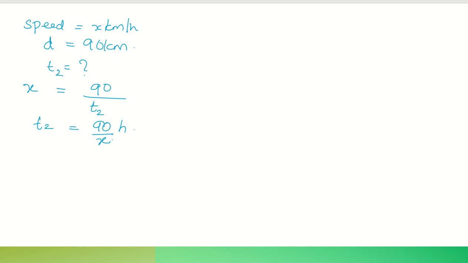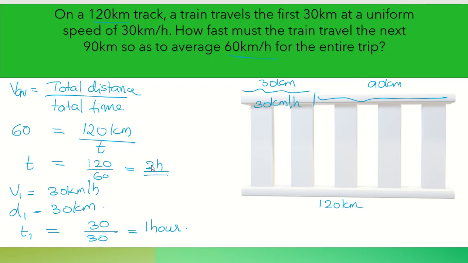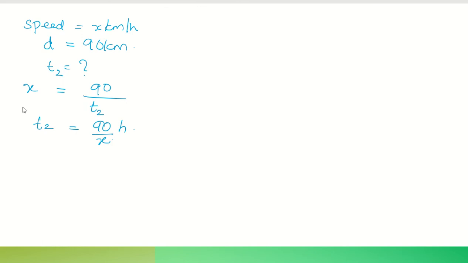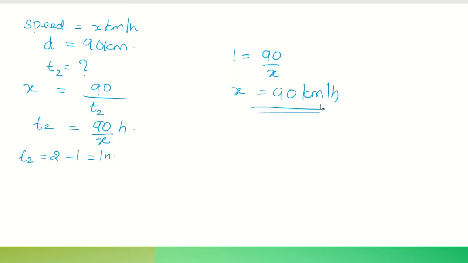But the total time taken for the journey, we have 2 hours. 2 hours is the total time taken for the journey, and the initial 30 kilometers it has traveled in 1 hour. So it takes another 1 hour for this train to travel the next 90 kilometers. So we can say that t2 is equal to 2 minus 1, that is 1 hour. Now we can equate it. So 1 is equal to 90 by x, or x is equal to 90 km per hour, because we have assumed the speed as x km per hour.